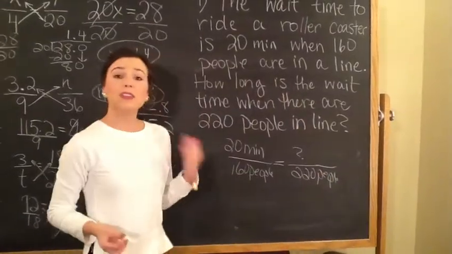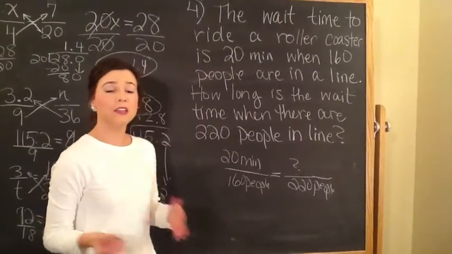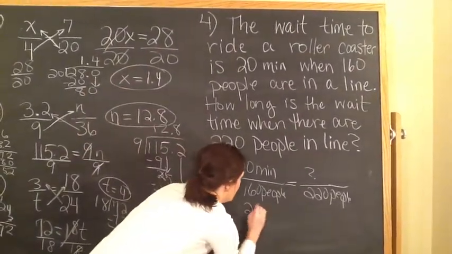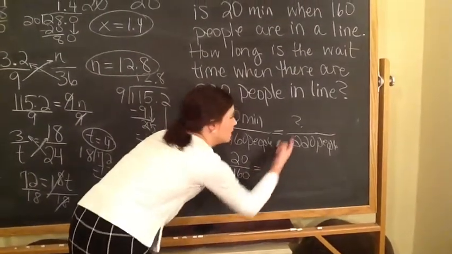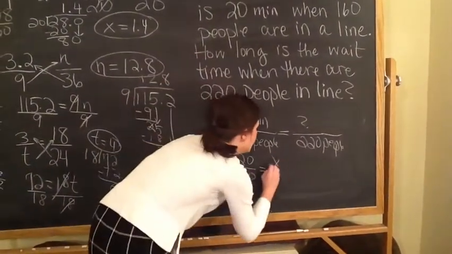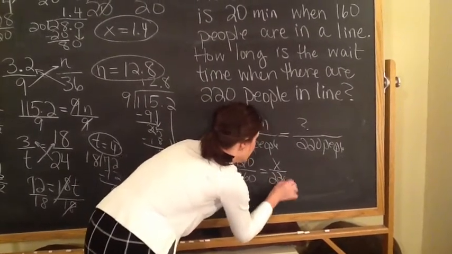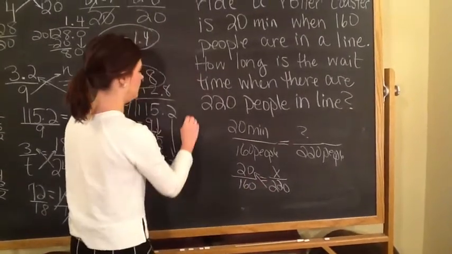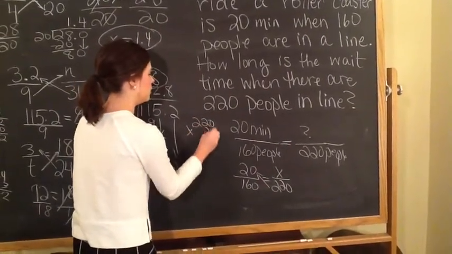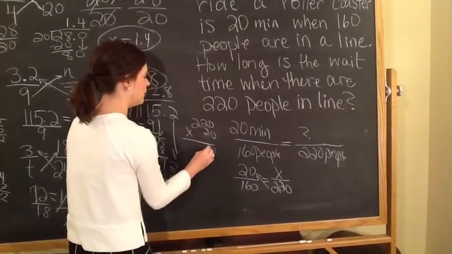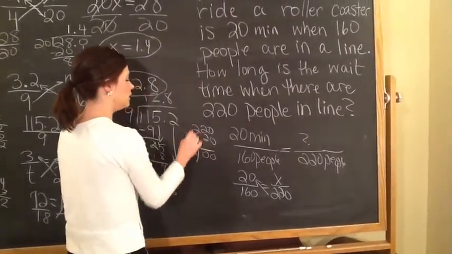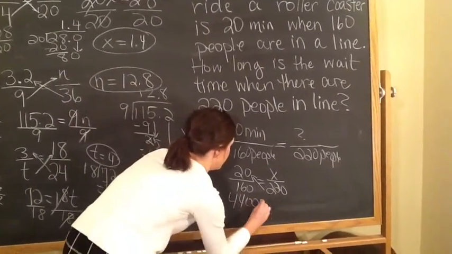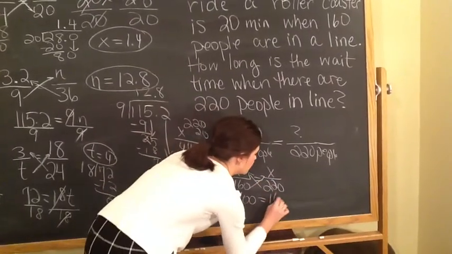Okay, so now I've labeled it with units just to keep me balanced and keep me on the right track. So really you don't have to have those anymore. I'm going to set it up as 20 over 160 equals, I'm going to replace my question mark with a variable, so x over 220. So now let's go ahead and solve. We're going to have to cross multiply. So 220 times 20. We're going to get 0 here, so 2 times 0 gives you 0, 2 times 2 gives you 4, 2 times 2 gives you 4. So we have 4,400 equals 160 times x.